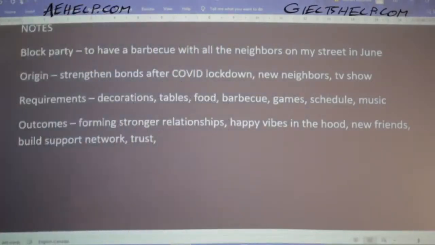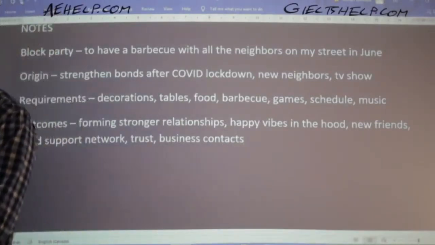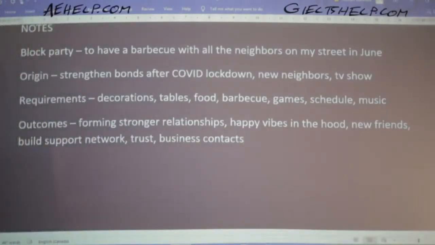Maybe you build some new business contacts. Okay, so lots of great outcomes can happen there. Okay, all right. And improvements.